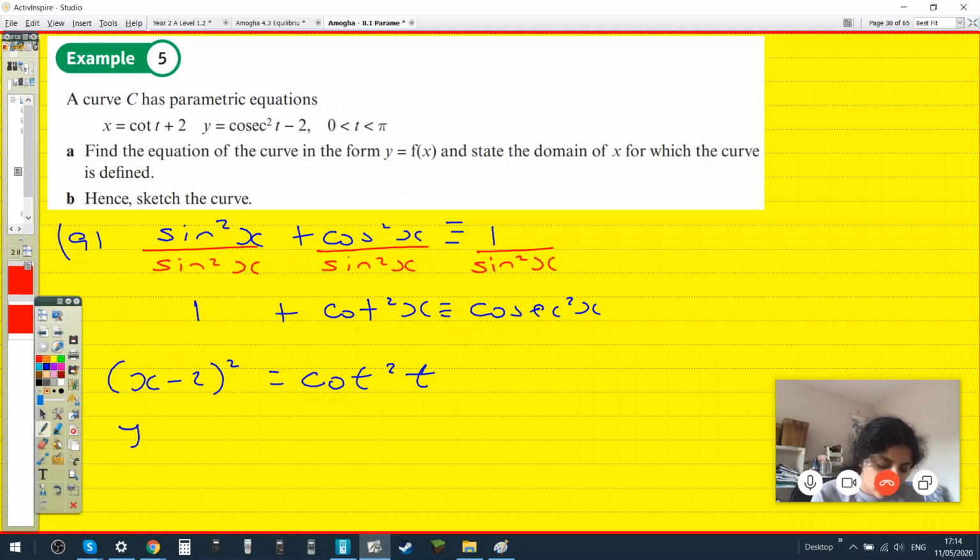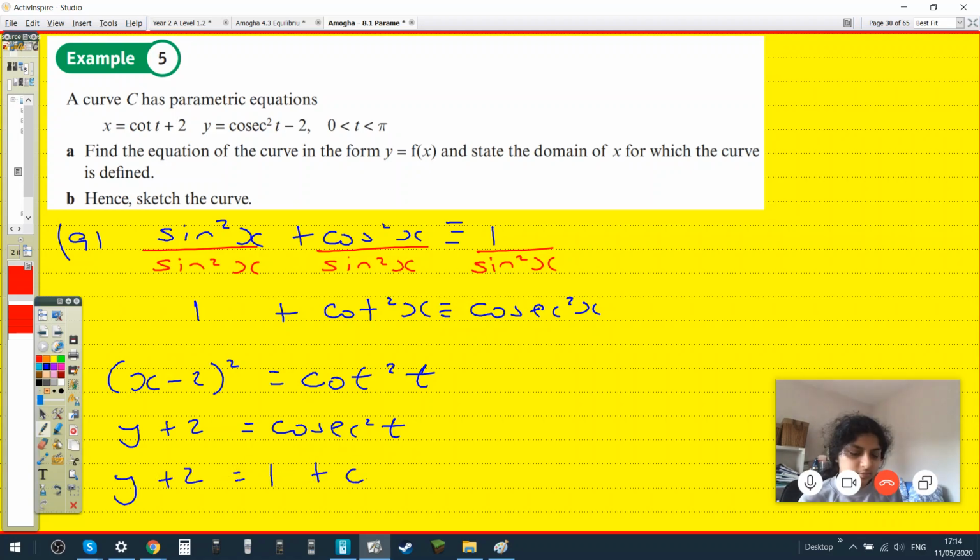Yeah. So then 1 plus x minus 2 squared is equal to y plus 2. Say it again, sorry. 1 plus, aha. It's minus 2 squared. So y plus 2 is equal to 1 plus cot squared x. Wouldn't it be x minus 2 squared, not cot squared x? Hang on. Say it again. Y plus 2 equals 1 plus x minus 2 in brackets squared. Okay, so you're doing it all in one go.